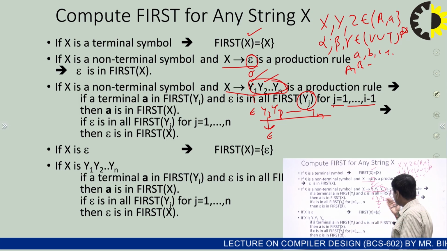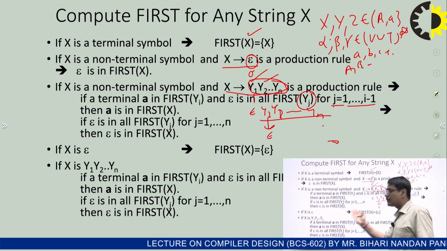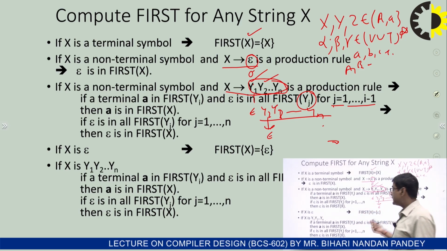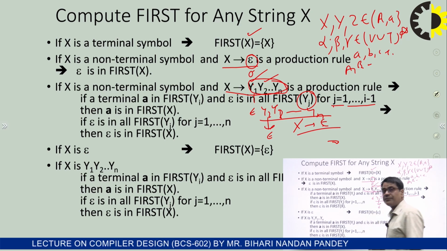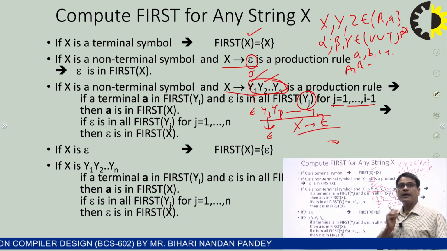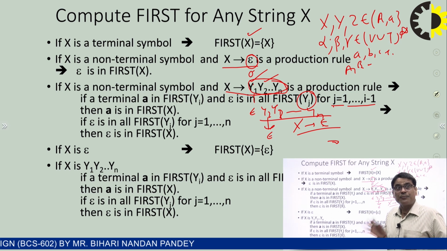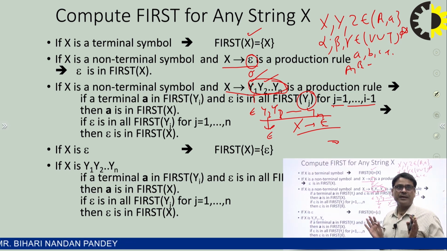If Y3 also derives epsilon, and until Yn all the variables derive epsilon, then only you can add that epsilon into the first of X. So that is a very important rule. If you are aware of that rule, then whatever production has epsilon, you have to be alert at that time, because this rule is applied to finding the first of that grammar.